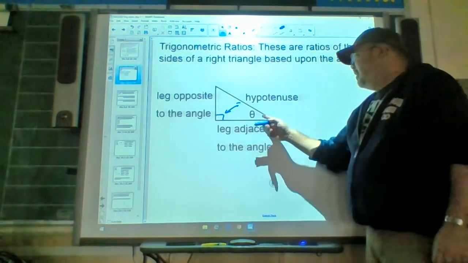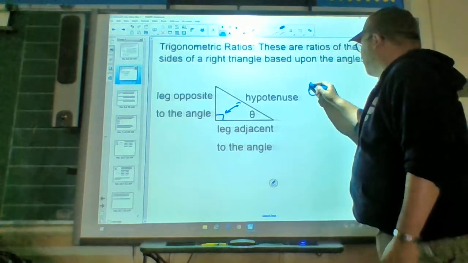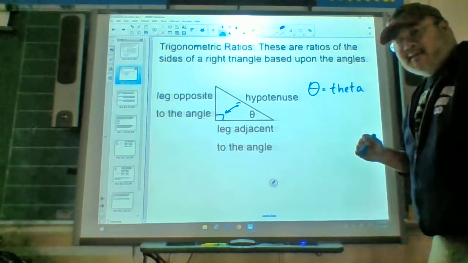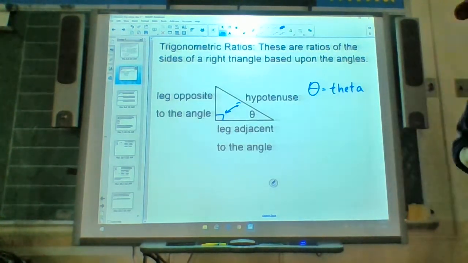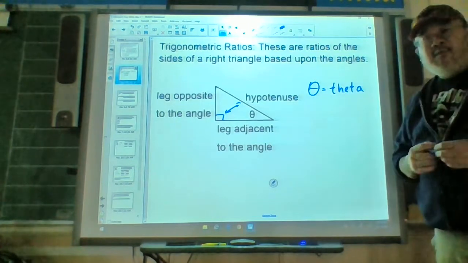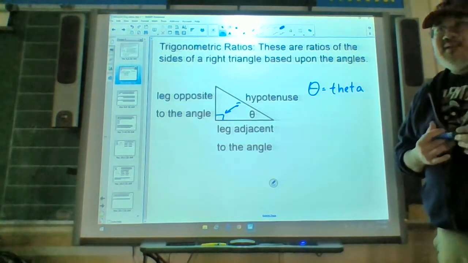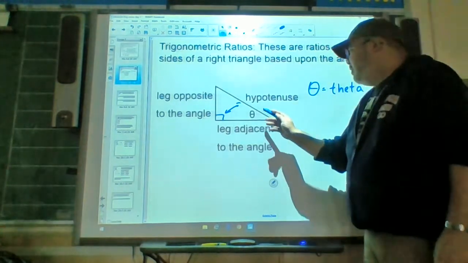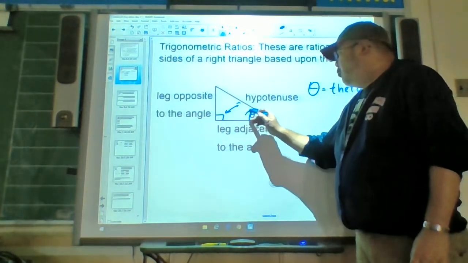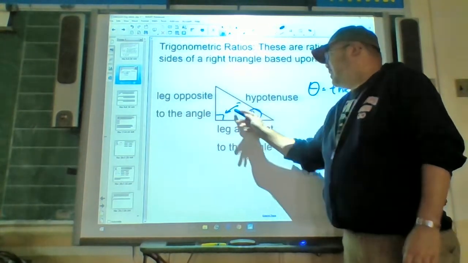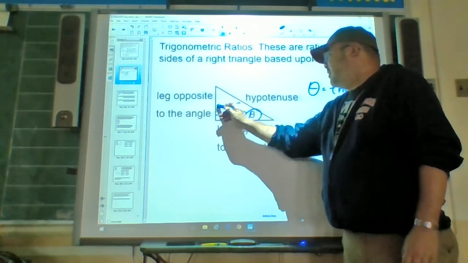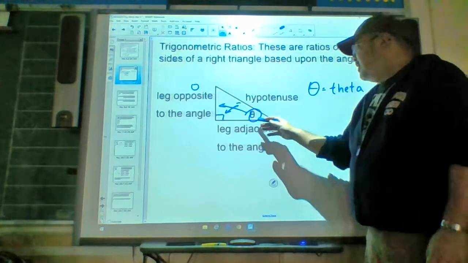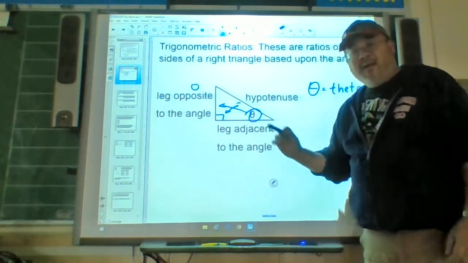Here, this symbol is referred to as theta. And so theta in this case will represent the angle we're going to look at, almost like a variable for angles. From this angle theta, we have the leg opposite to the angle, labeled O. Here, this is the leg adjacent to the angle. Remember, keep in mind, these are legs.